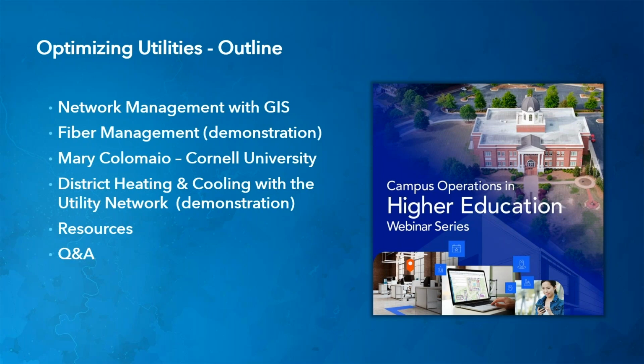Following that, Tom DeWitt's going to walk us through district heating and district cooling. And specifically, this is going to be with the utility network. So what does that mean? What is some of the functionality that you get with the utility network? And why is it something that utilities, as well as universities that are operating in this space, are starting to look at? Following that, going to do our resources, so a couple links to be able to get access to content, as well as the Q&A at the end of the session.